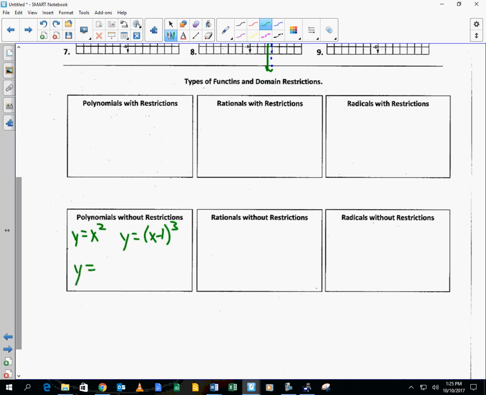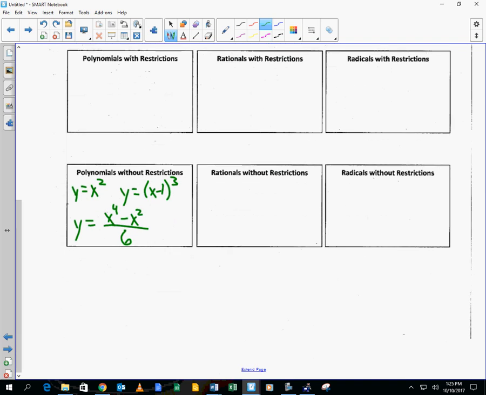y equals x to the 4th minus x squared, all over 6. You might be like, well, that's rational, Mr. Gantz, because you're dividing by something. Well, isn't this just really 1 over 6 x to the 4th minus 1 over 6 x squared? It's the same thing, isn't it? So it's just a polynomial, and you plug in whatever you want, you're going to get an output. There's really no restrictions on those types of things.